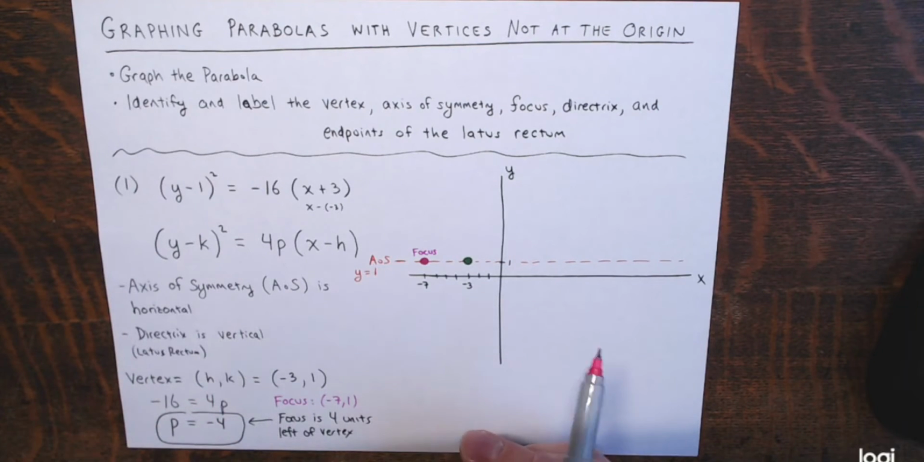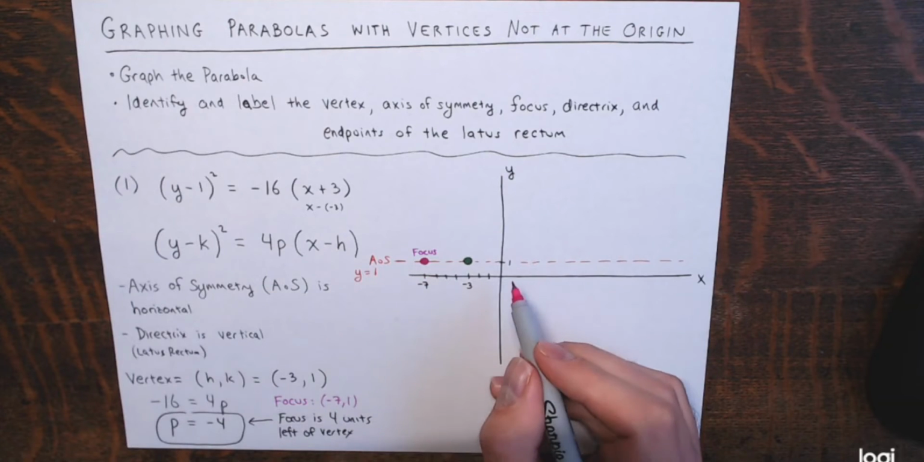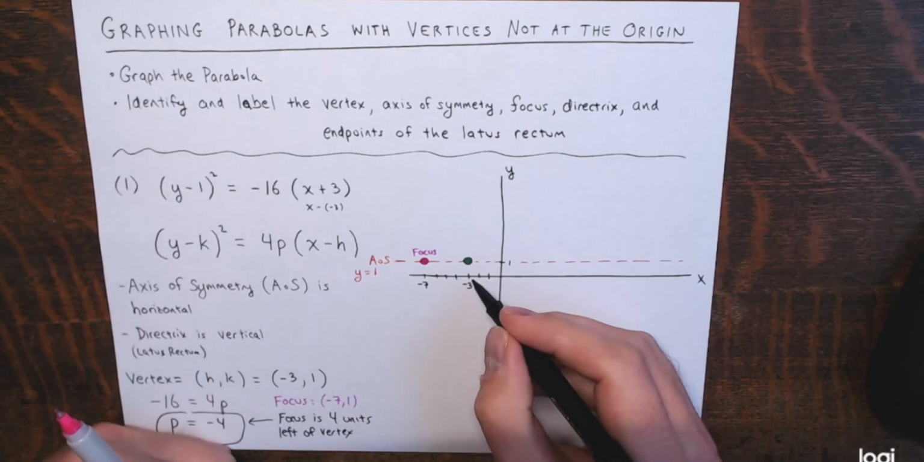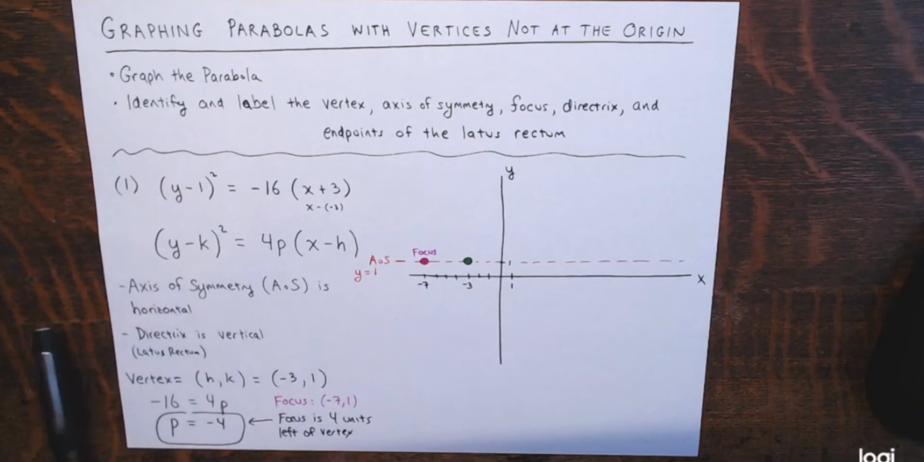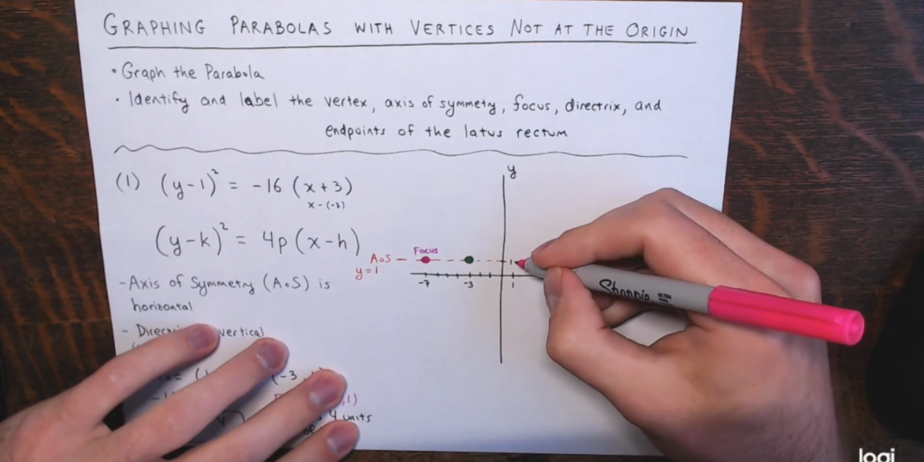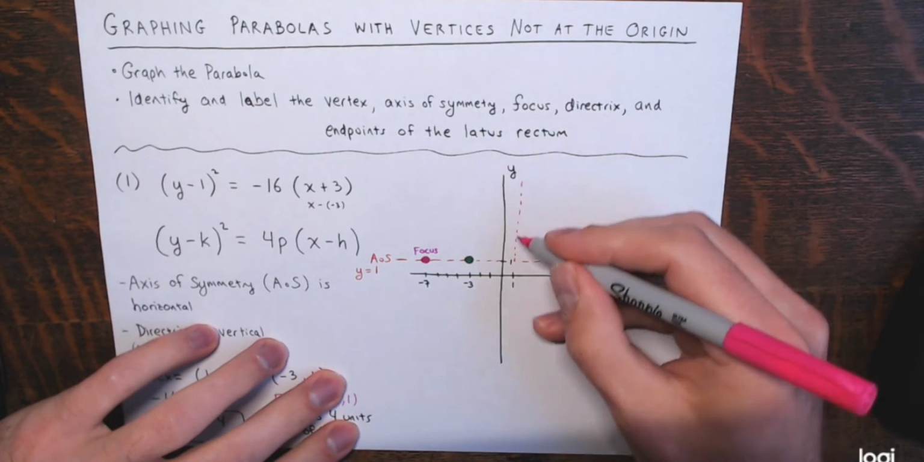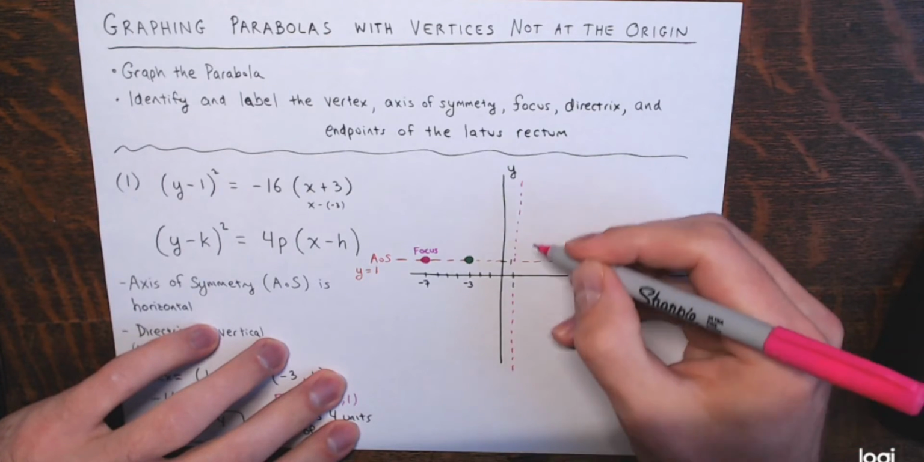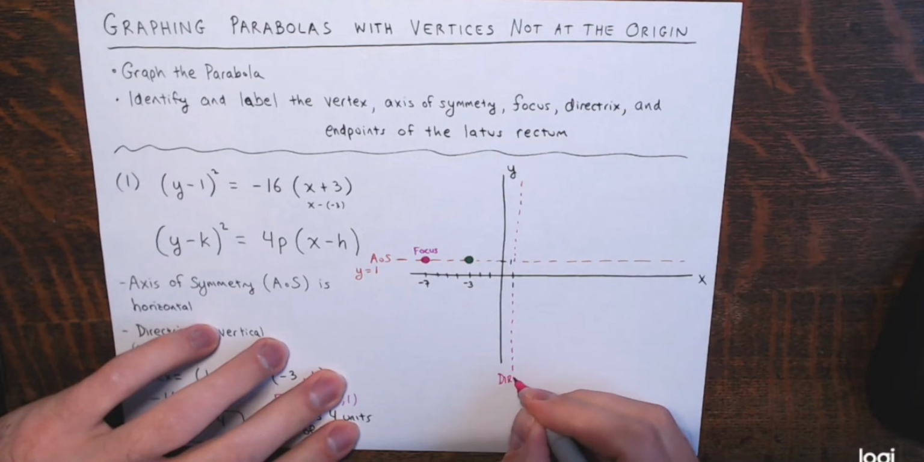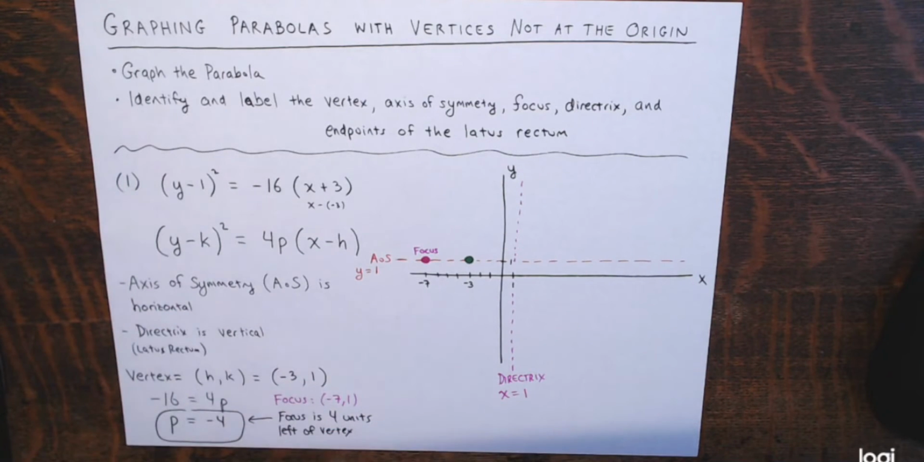All right. So not a solution. And then if you know the focus is 4 units to the left of the vertex, that means the directrix, that special line, is 4 units to the right, and it'll be vertical if the axis of symmetry is horizontal. So here's the directrix, and it's a vertical line, so x equals, and that's x equals 1. That's 4 more than the x coordinate of the vertex. It's 4 units to the right of the vertex.